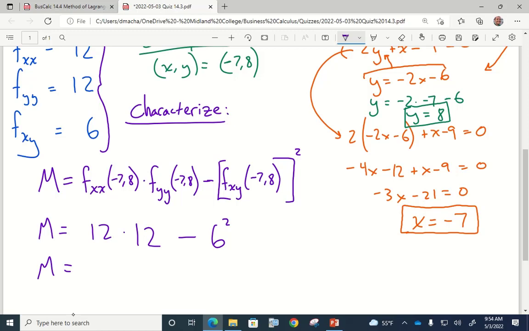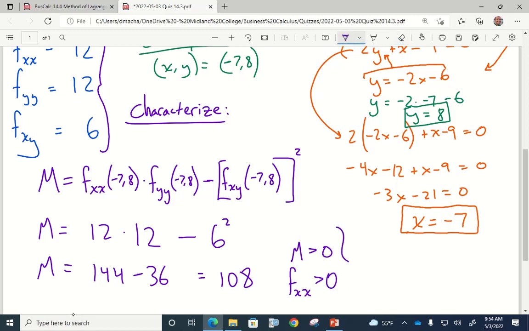12 times 12 is 144, 6 squared is 36. So that must leave me with 108. Okay, so M is positive, so we say M is greater than 0. The second derivative with respect to x is 12, so that's greater than 0.